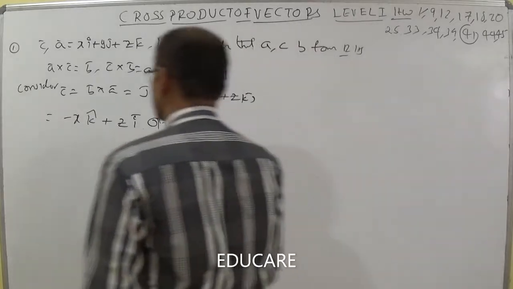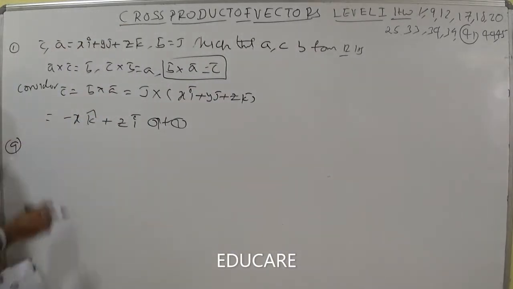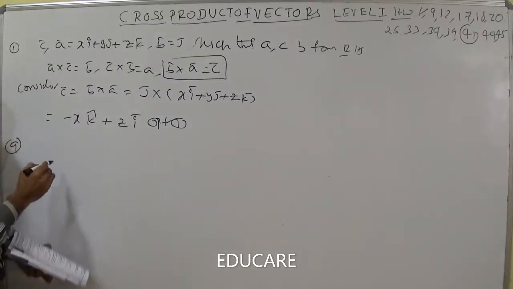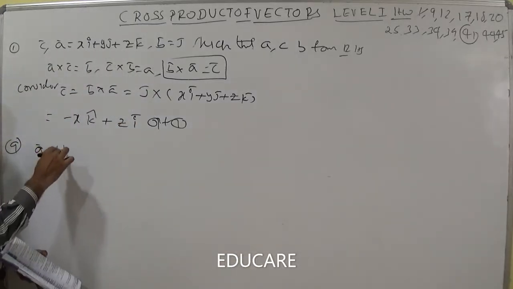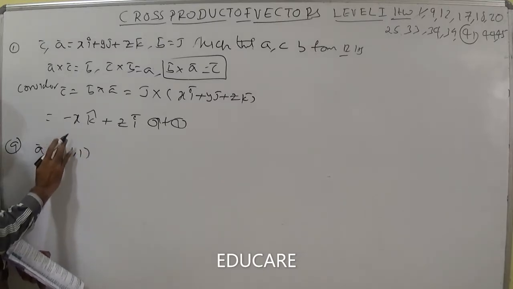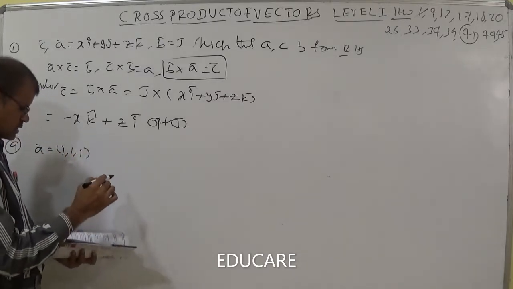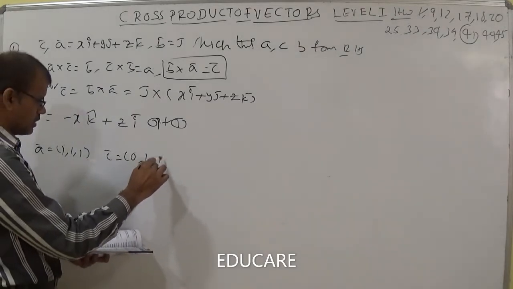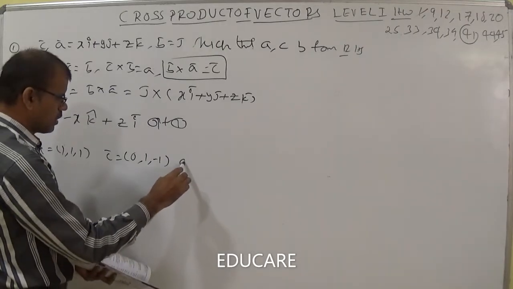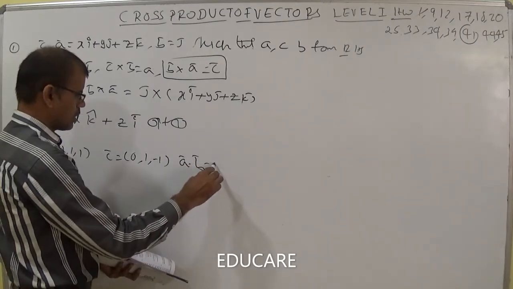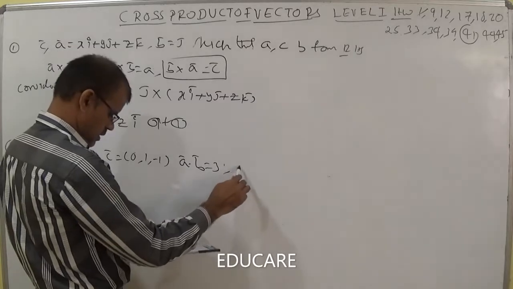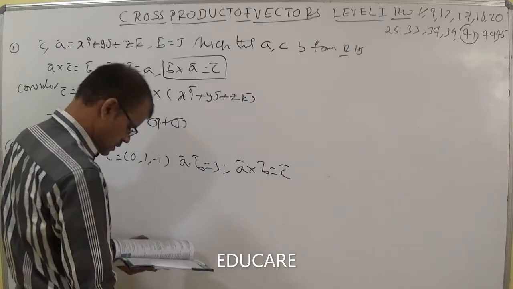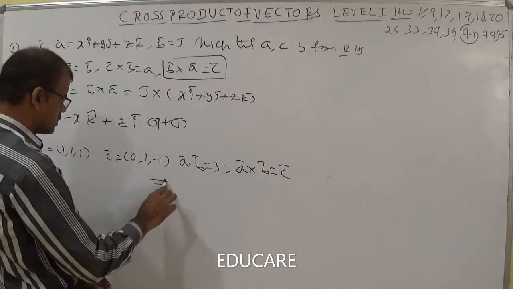Next, the 9th question. Let us discuss the 9th question. Given that A bar is equal to 1, 1, 1. The components are given, not in vector form. Next, C bar is equal to 0, 1, minus 1. If A bar dot B bar is equal to 3, and A bar cross B bar is equal to C bar, what is B bar?